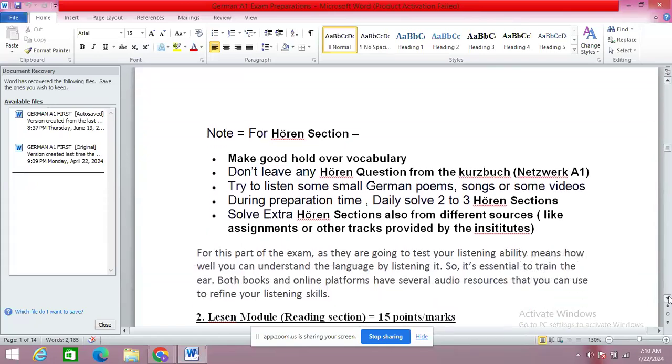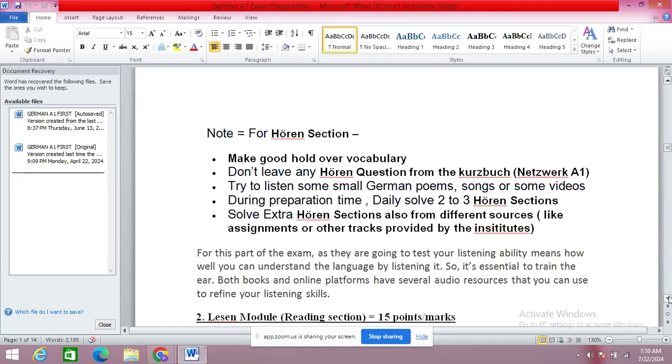See, for Hören, students always face difficulty to solve this section. So for this, first of all, you need to have a good hold over your vocabulary. If you can understand the vocabulary, you can listen and solve it. And the more you practice, try to listen to some German poems, German songs, some small German videos. The more you listen to the language, the more you are able to understand it. And do not leave any Hören question from the course book that we follow in our curriculum. You have to solve every question.